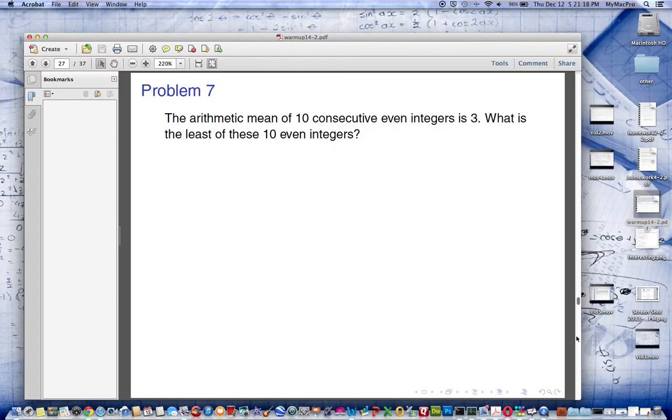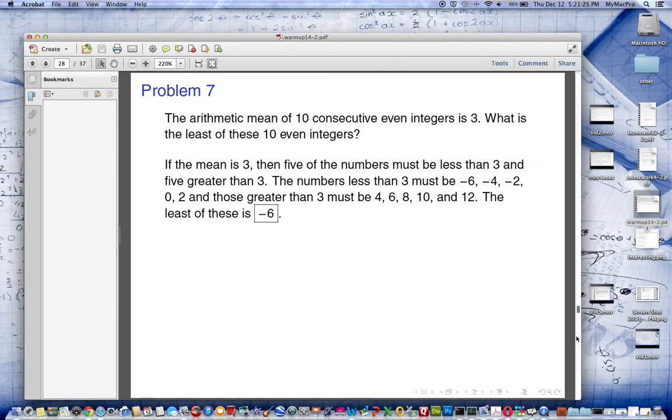Because the mean is 3, half of them have to be less than that, half have to be more than that. So because the mean is 3, the 5 numbers that are less than 3 are -6, -4, -2, 0, and 2. Why is it? Because they are consecutive even integers. -6 is even, on the negative side. The next consecutive even is -4. The next is -2. The next is 0. The next is 2. So there are 5 on the left of 3.